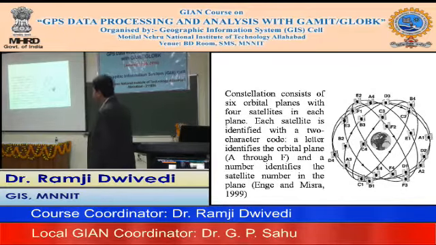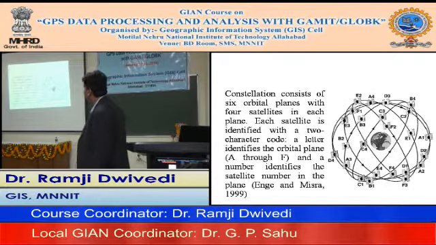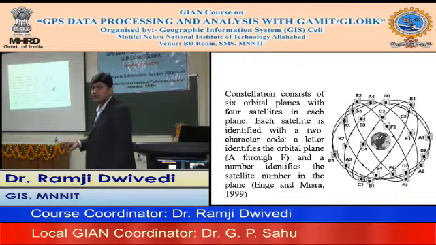It has 6 orbital planes, and each orbital plane has 4 satellites. In the figure, each satellite is identified with a two-character code: a letter identifying the orbit, A, B, C, D, E through F, and E1 becomes the first satellite in the E orbit, E2 the second satellite in the E orbit, and so on. This is one nice figure for understanding the complete constellation of satellites in their orbits.